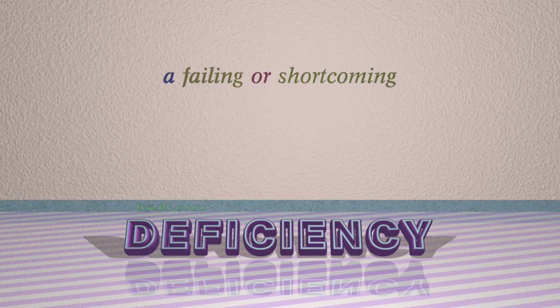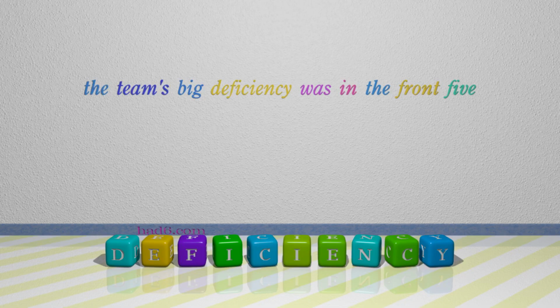Number 7. Deficiency, which means a failing or shortcoming. Deficiency. For example, the team's big deficiency was in the front 5.